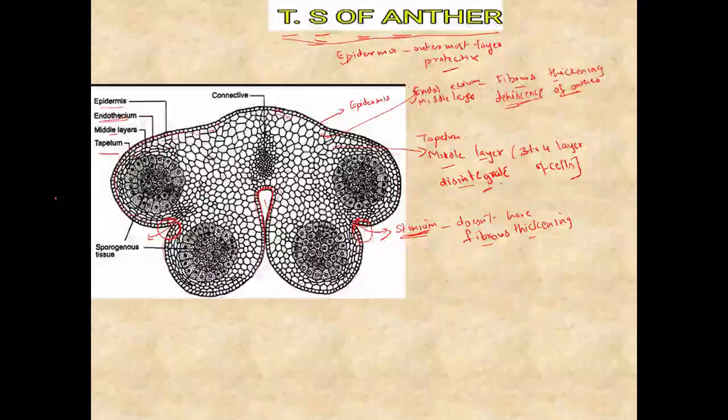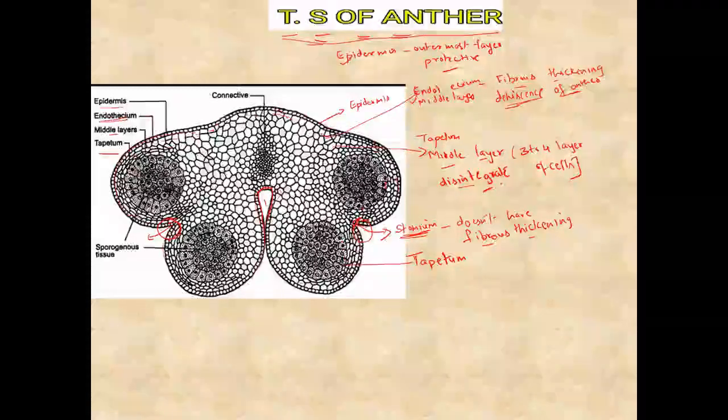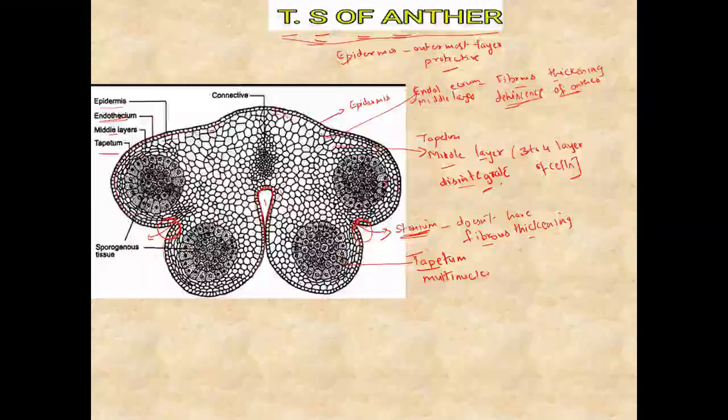Next, come to the innermost layer. These longitudinal cells, this is the innermost layer. This layer is known as tapetum. What is this tapetum? This is the innermost layer of the wall. It is multinucleated. You can see here, they have many nuclei, more than a single nucleus. So multinucleated is a tapetum characteristic.